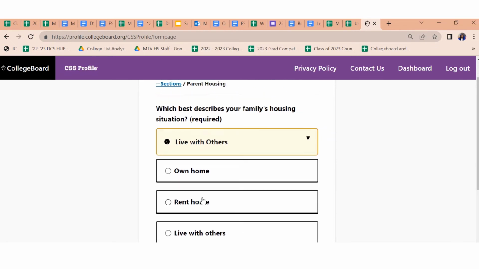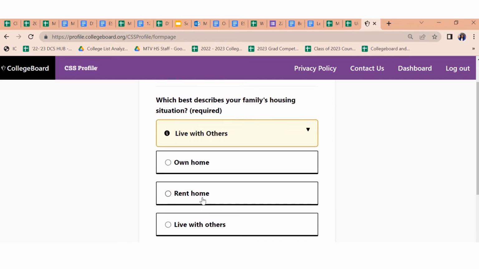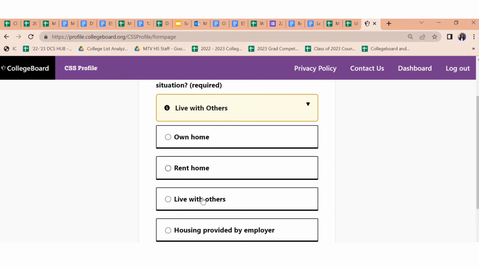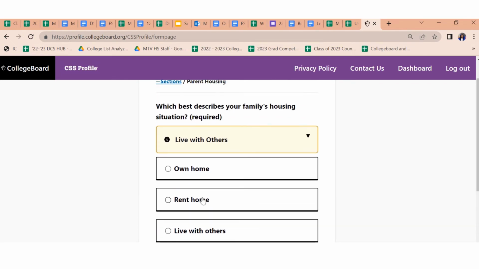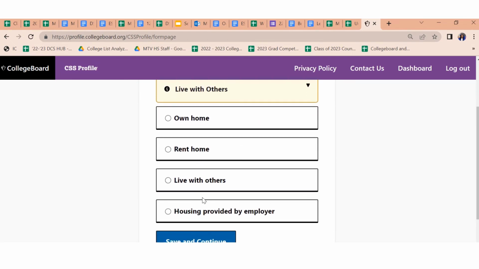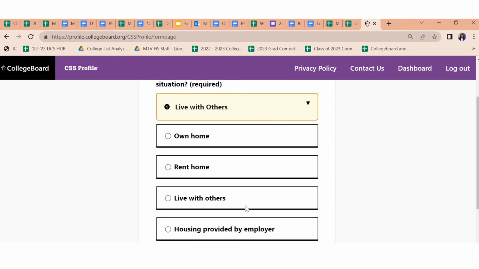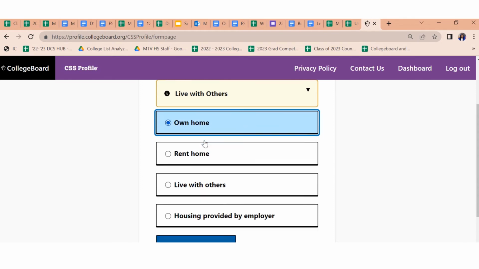And this is going to ask about the situation that the student and the family, the custodial parent, what describes their living situation. And so whether you own your home, rent your home, live with others, or housing is provided by employer. So owning your home is what we're going to use in this example. So that is if you pay a mortgage versus paying a monthly rent to someone else. So we're going to select own home here.